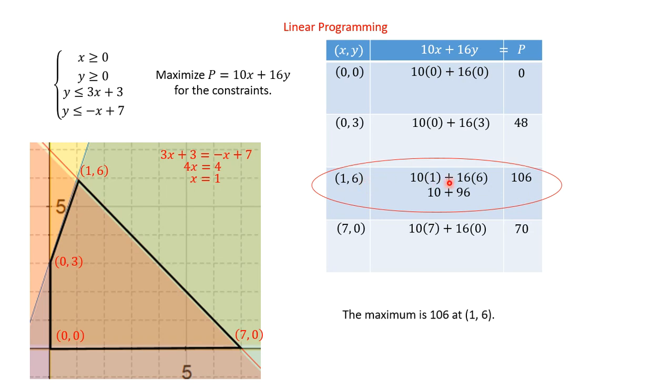A lot of times, it will be asking for one of the 2 pieces. It might be asking, what is the maximum? That would be 106. Where does the maximum happen? (1, 6). If it doesn't ask or you're not sure, you can always say the maximum is blank at blank. If we were trying to minimize this, by the way, every step would be the same except we'd look for the smaller number. Look for 0. So that's how linear programming works.